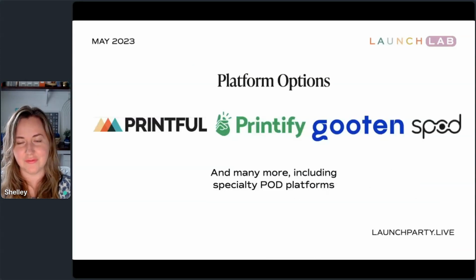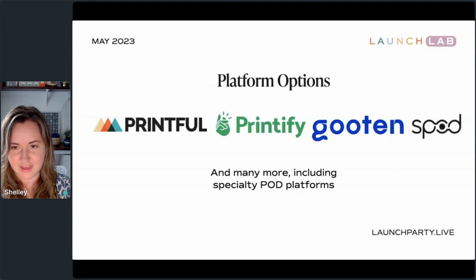So here are some platform options to consider with print on demand. These four that I've included the logos for are really the main biggest options. However, there are so many more. So Printful is a super popular one. It's one I personally use. I know some of my clients use it. There's also Printify, Gooten, and SPOD. So those are some heavy hitters that you can consider when you're first looking.